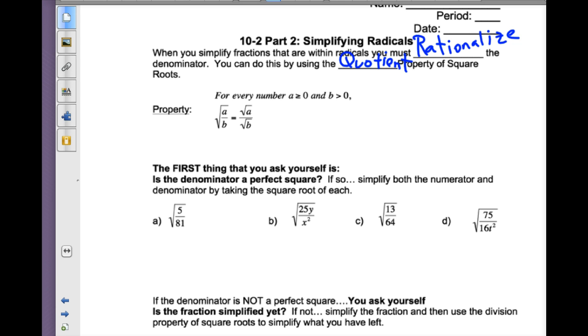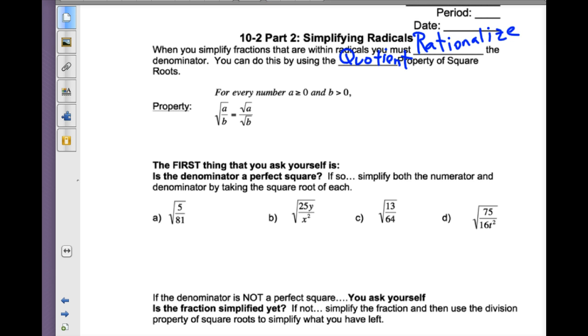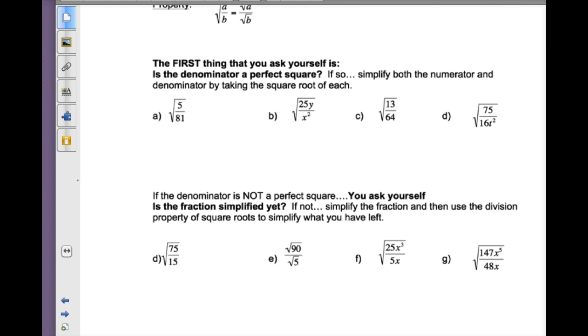All right, here's the deal. The first thing you need to ask yourself when you look at these problems to rationalize your denominator is: is the bottom a perfect square? On A, yes. B, yes. C, yes. Guys, look at all of them. The bottom is a perfect square on all of them. Not on D and E. Oh yeah, we're going to do the other ones.